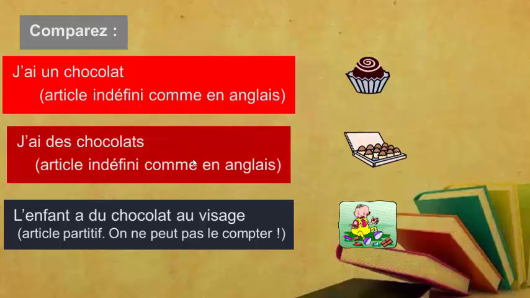L'article ici, c'est un article partitif. On ne peut pas le compter. We can't count how many pieces of chocolate he put on his face or he didn't eat. Okay, so if you're talking about a singular, you're using un or une. If you're talking about many, you're using des. If you're talking about the quantity or a part of that kind, you're using des articles partitifs. Ok, c'est compris?